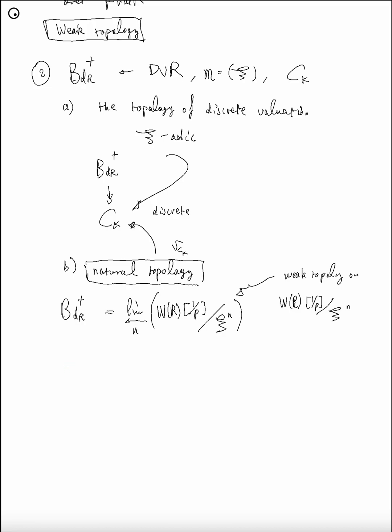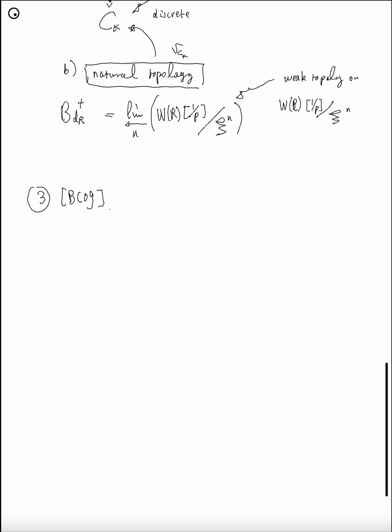So let's just mention some results without proof. If you want some proofs, you could look at the lecture notes we mentioned by Brinon and Conrad. Firstly, let me give a title: topological ring structure.